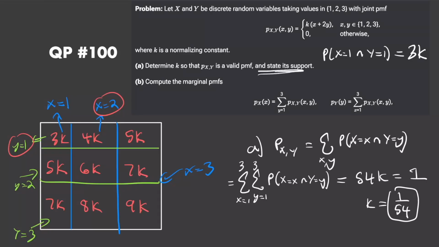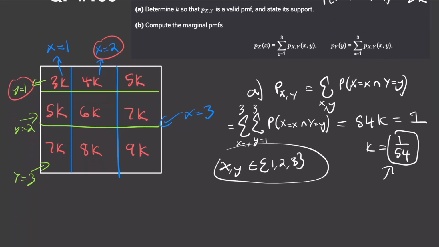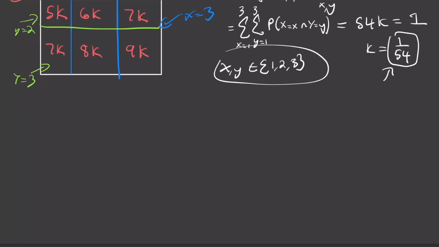And then the support just means all the values that x and y can take such that the probability mass is non-zero. So it's just going to be all x and y within the set 1, 2, and 3, right? That's the support, and this is k. Now let's go down and do part B where we're doing the marginal PMF. So let's do that here.